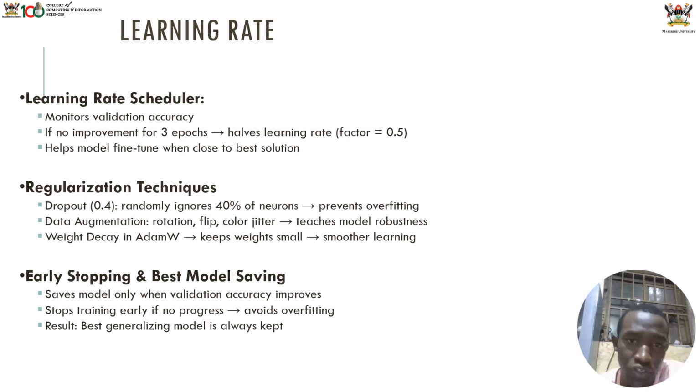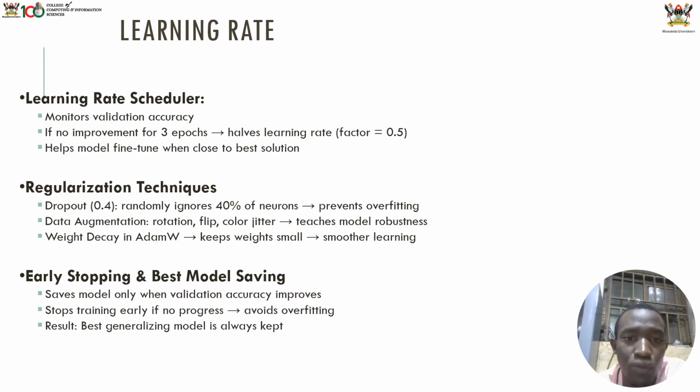So we have our regularization techniques that we came up with to prevent overfitting, and several regularization methods are applied. For example, we have a dropout of 0.4, which randomly disables 40% of the neurons during training, forcing the model to learn more robust features. The data augmentation, like the rotation, flipping, color jitter, increases the dataset diversity and also improves generalization. We have the weight decay in AdamW, which keeps the weights small, leading to smoother and more stable learning.